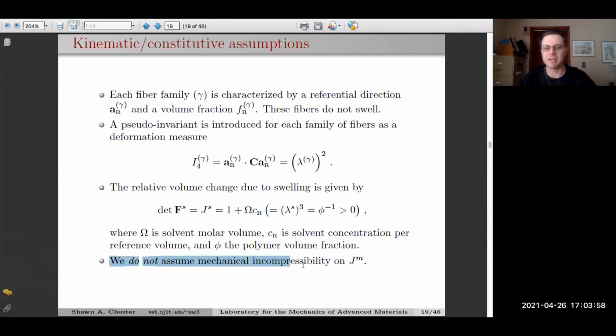Now, unlike many, we are not going to enforce strict mechanical incompressibility, and the reason for that is twofold. One of them is for the numerical simulations. It's a little easier for us to have a bulk modulus, and the other one is for O-rings and things like the oil well packer. There really are some volume constraints and issues going on that people really do care about.